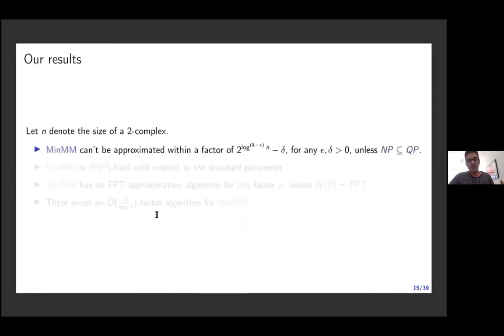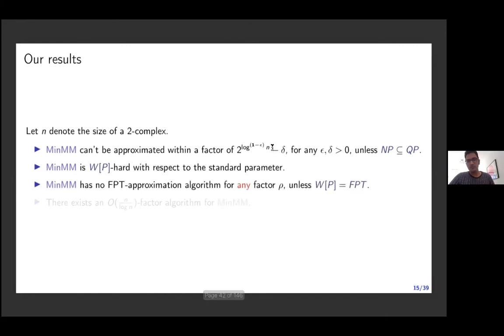So to be precise, the kind of results we have are that for a 2 complex, this problem cannot be approximated within the factor shown here, unless NP is a subset of QP. QP here stands for quasi-polynomial time, the class of problems that can be solved in quasi-polynomial time. And we also show that this problem is WP hard with respect to the standard parameter. We show that there exists no FPT approximation algorithms for any function rho unless WP is equal to FPT. And then finally, we devise an n over log n factor algorithm for the minimization problem.